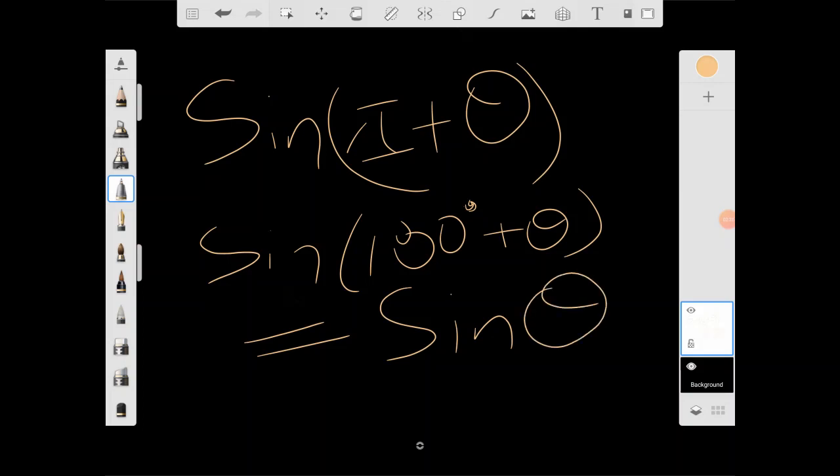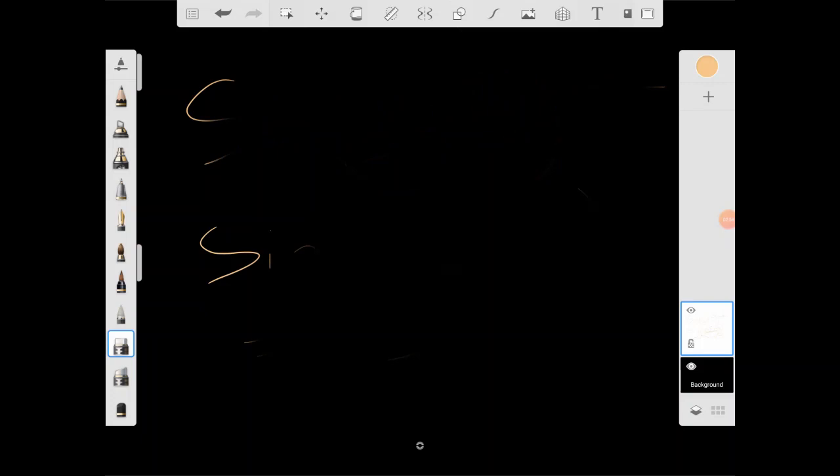The function changes only when 90, 270, all such things come. If it is 180, 360 and so on, the function doesn't change. So this 180 plus theta is in the third quadrant, right? Now in the third quadrant sine is negative, so this answer will be negative, but the function will still remain sine. I know it is a little bit confusing. I'll show it to you soon.